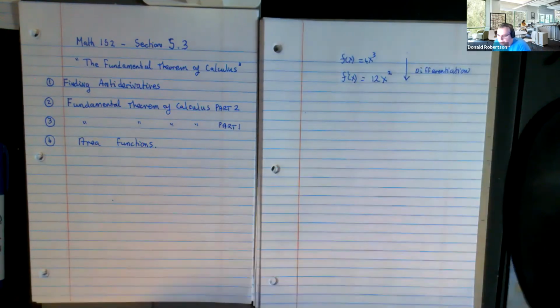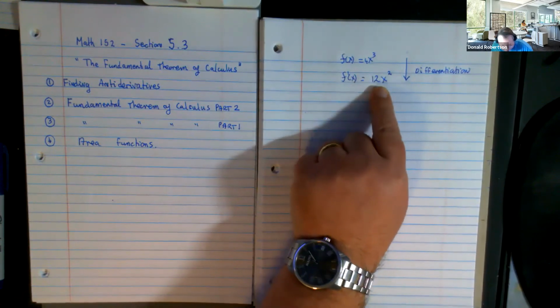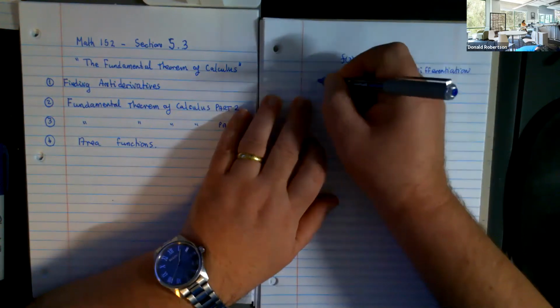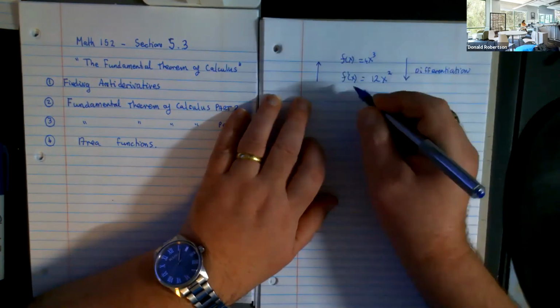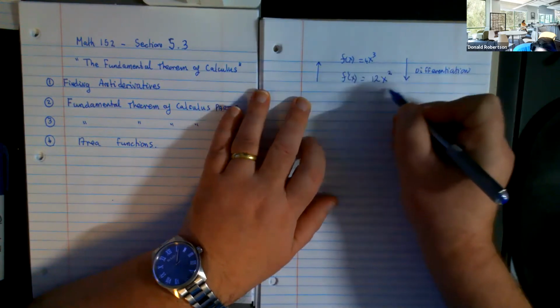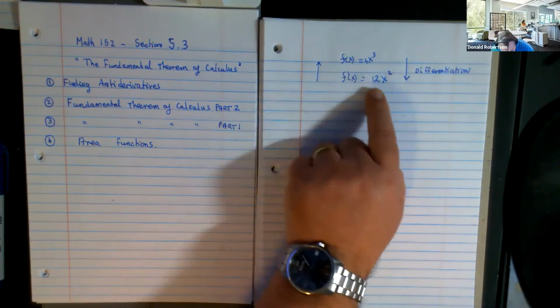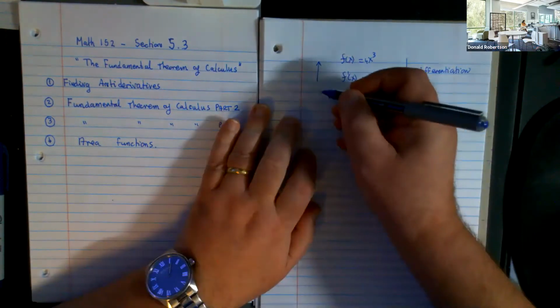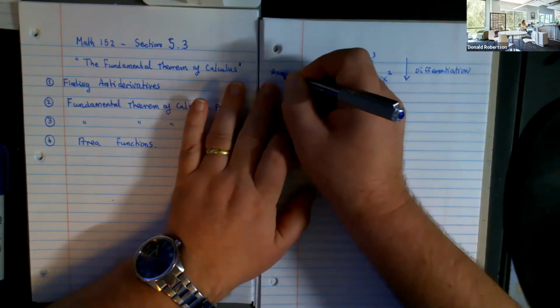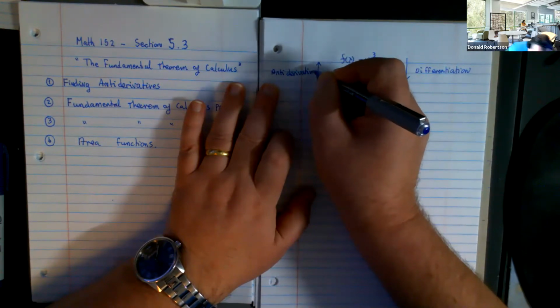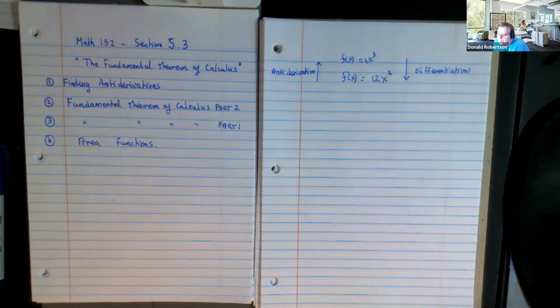So you all should be quite familiar with derivatives, right? Remember the power rule, multiply by the power and reduce the power by 1. That's essentially what I did here. Now, suppose I gave you 12x squared, and I said, look, the answer is 12x squared. What function would you need to start with so that its derivative was 12x squared? And when you go in this direction, we call that finding the antiderivative. It's the opposite of differentiation, right? Antiderivative.